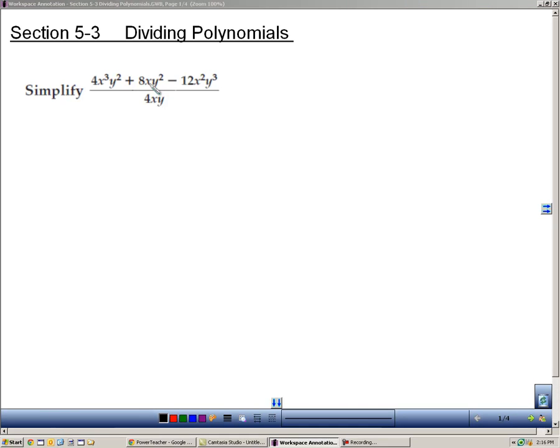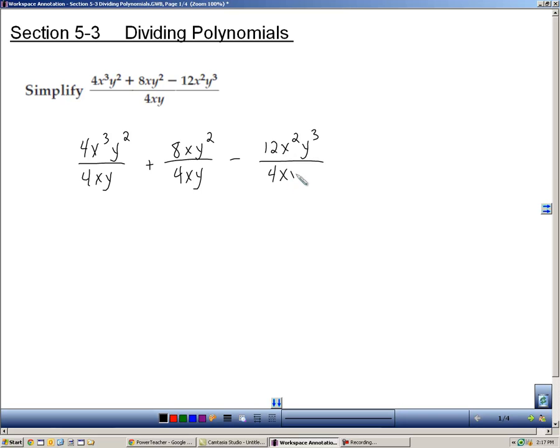Section 5.3 is about dividing polynomials. Here we have a polynomial divided by a monomial. When that's the case, the easiest thing to do is to divide each term of the polynomial by the monomial separately. So we'll rewrite this in a sense as three separate fractions, all of which are dividing the monomials by the same 4xy.